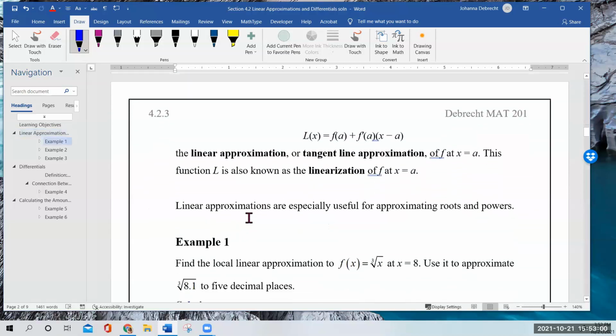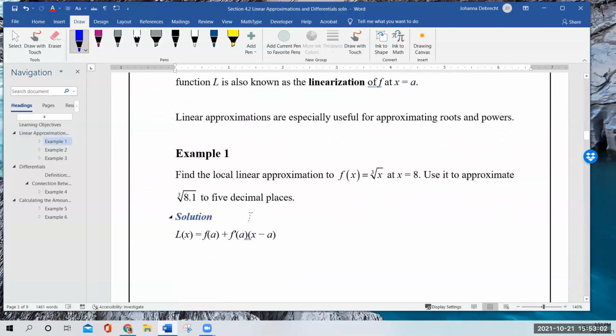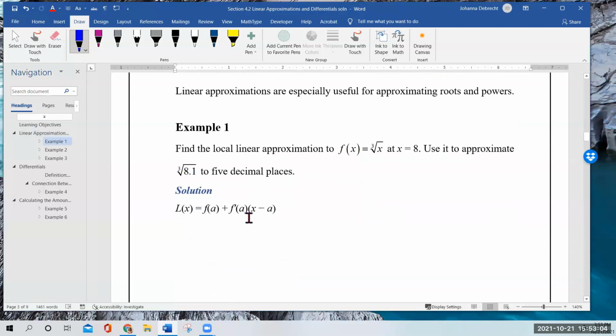Linear approximations are really useful for approximating roots and powers, and also for trig functions. You can also use them for e to the x and natural log of x. They're really good for approximating things that are not easily calculated by hand. In fact, it gives you a way of calculating it by hand. Let's take a look at our first example.